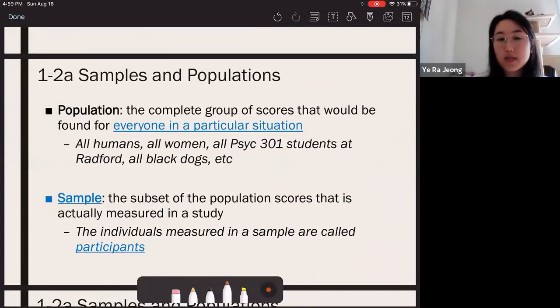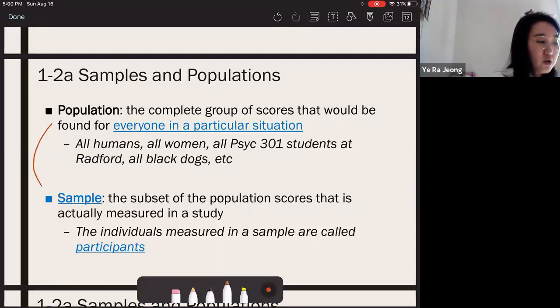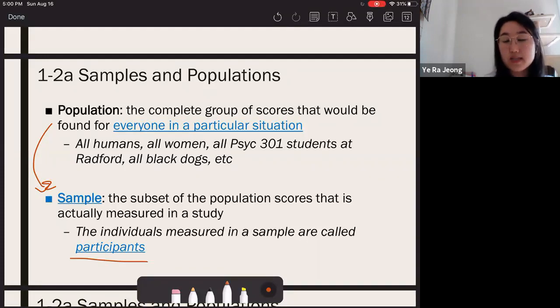And in statistics, you always have the population that you're interested in. So the population is the entire group of scores, entire group of people or participants or data that you're interested in. Maybe you're interested in finding these laws of nature in all humans or all women, all students at Radford, all residents of Virginia, okay? But for obvious reasons, it's impossible to collect data on all this population, right? And that's when you take a sample of that population and actually measure data from that particular sample. And individuals that are measured in a sample, we call them participants. So we have participants that represent the sample, and that sample should represent the population.